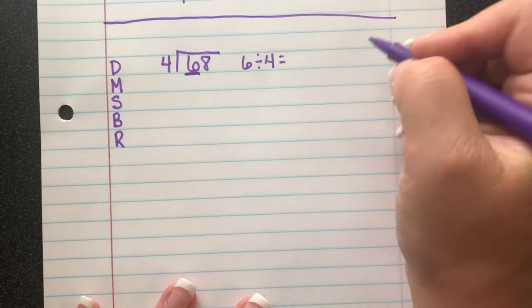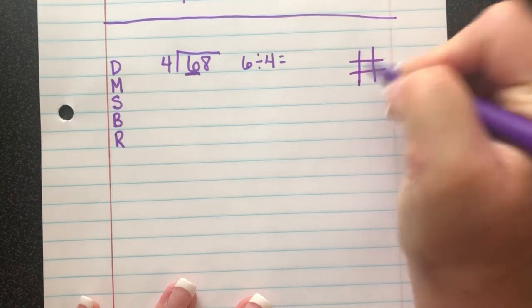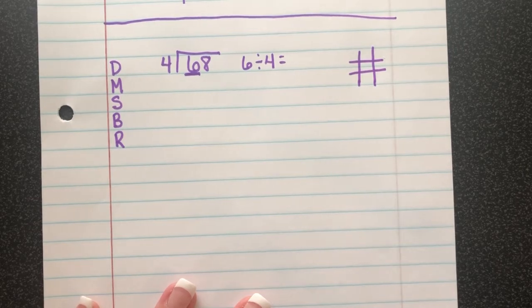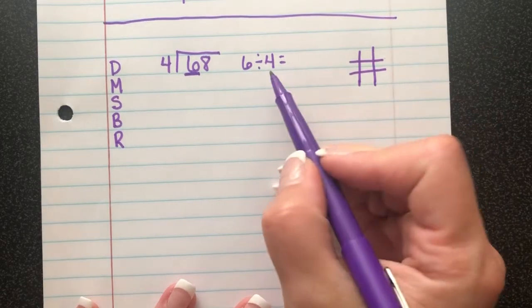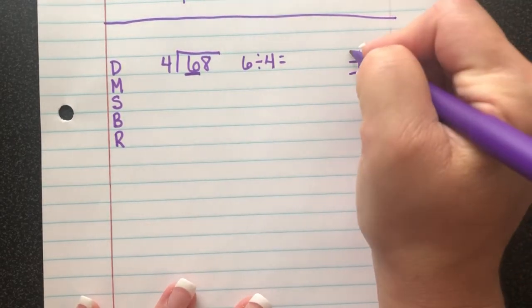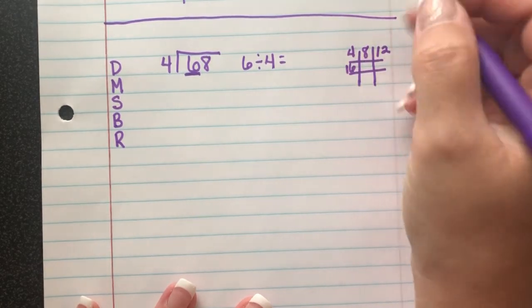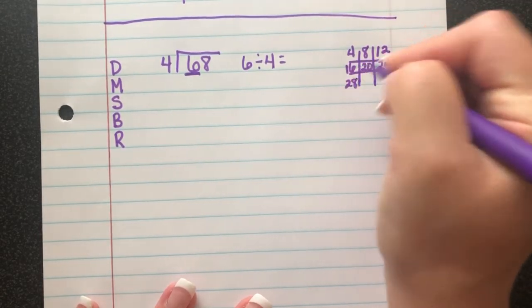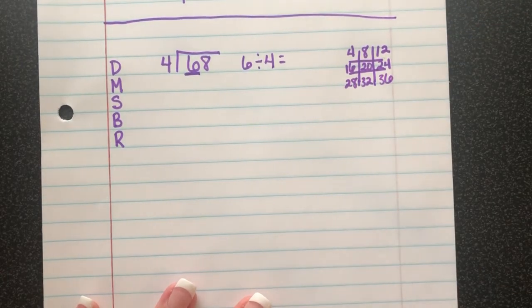If you're not comfortable with your math facts, you can use Old Faithful, our hashtag, and if your parents don't know what this is, you might want to show them. We're using the pound sign or the hashtag, and that's just a tool to help us fill in multiples if we're not familiar with our math facts. I'm going to fill it in with multiples of 4 because that's my divisor. So I have 4, 8, 12, 16, 20, 24, 28, 32, and 36. I've got that there for me to look at.